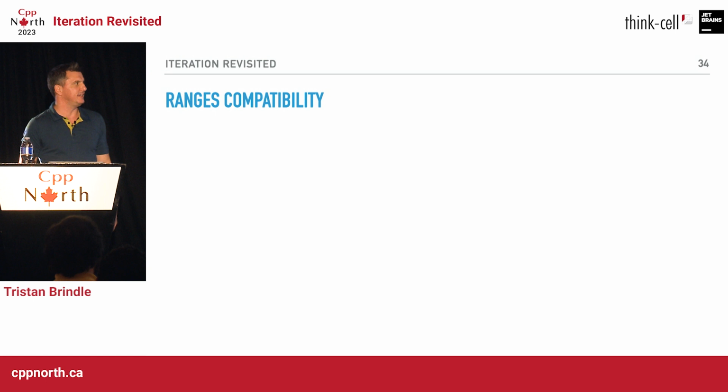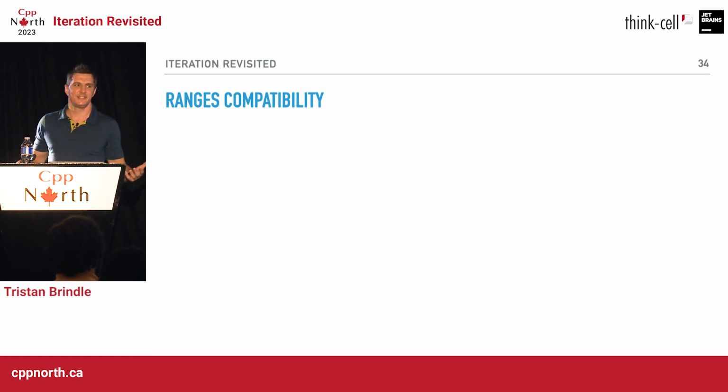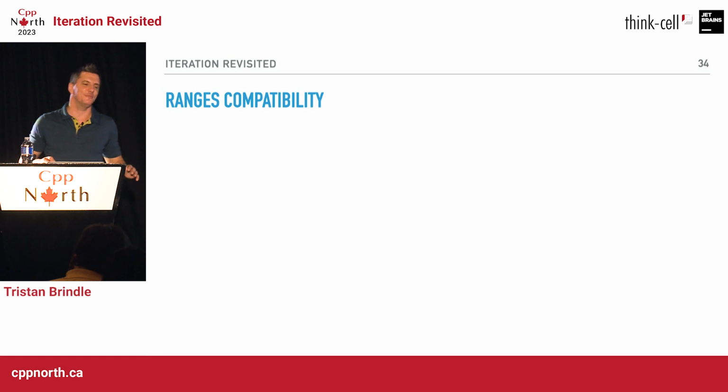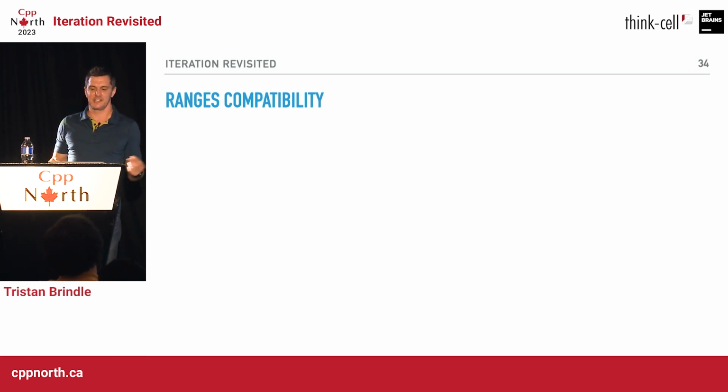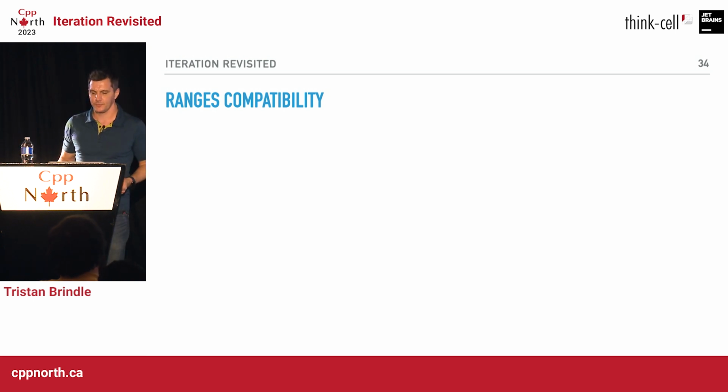Ranges compatibility. As I mentioned, ranges, or the STL, have been with us since the very start, for as long as C++ has been around. So we need to have some sort of compatibility story. We can't just tell everybody, throw away your code, rewrite it in Flux. It might be slightly more successful than rewrite it in Rust, but maybe not. Right? We need to have some sort of compatibility story.